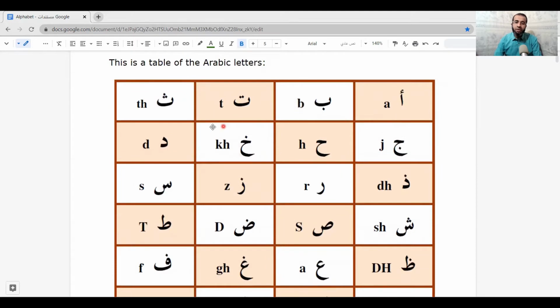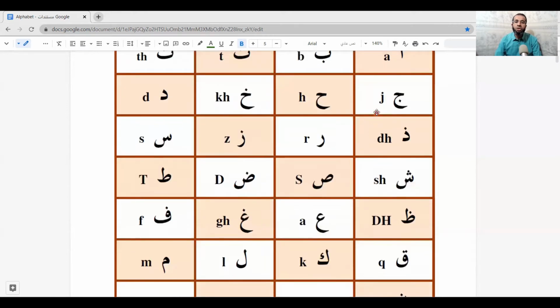Look at these letters. We'll read them now with their sounds. The first one is A. This is its sound. The sound of the second letter is Ba. Ta. Tha. Ja. Ha. Kha.